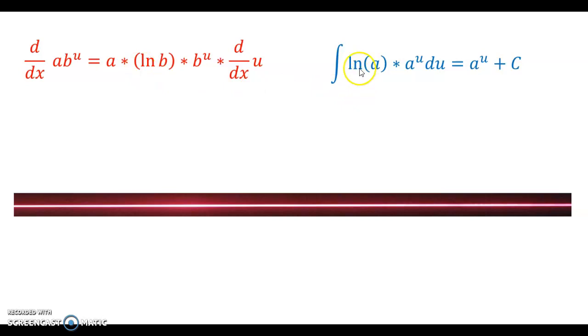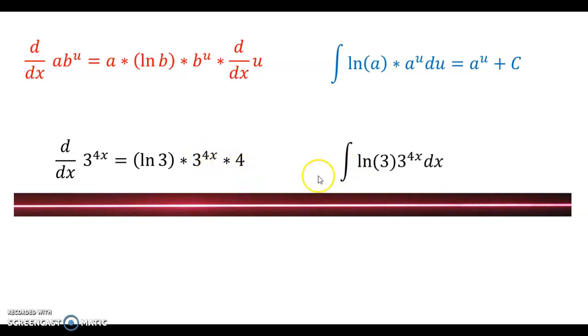Taking it a little differently, where we have the natural log in the integrand, we use the example that the derivative of 3 to the 4x power is the natural log of 3 times 3 to the 4x power times 4, because that's the derivative of 4x. So a similar situation, integrand. We've got the natural log of 3, and we've got 3 to the 4x, and it looks like we're missing the 4. So let's see what happens.